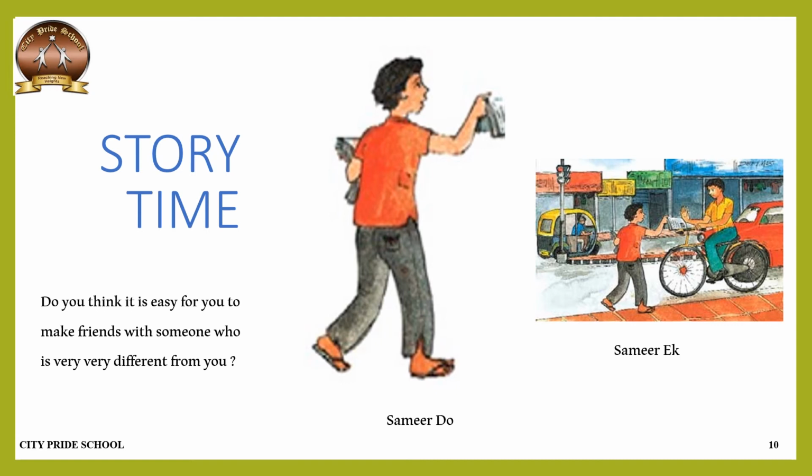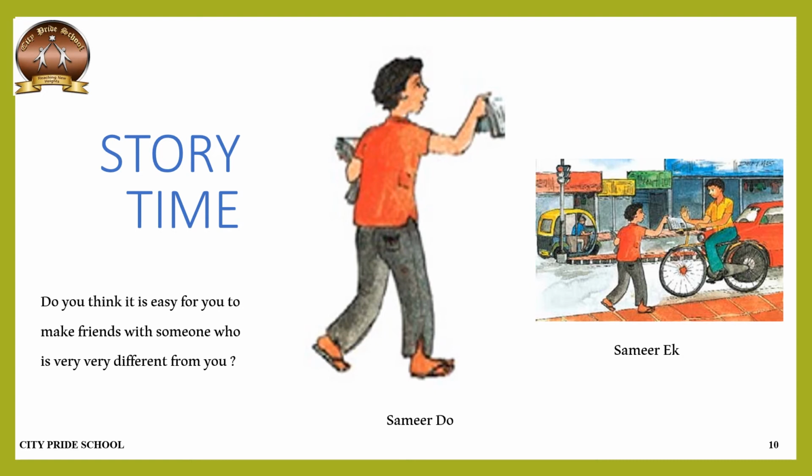Do you know why? Because he had never been to school. Because of his poor family, he had to sell newspapers and earn for his livelihood. So he was surprised. He says, "Subject? ये subject क्या होता है?" And then Samir Ek tries to tell him what is subject and all.